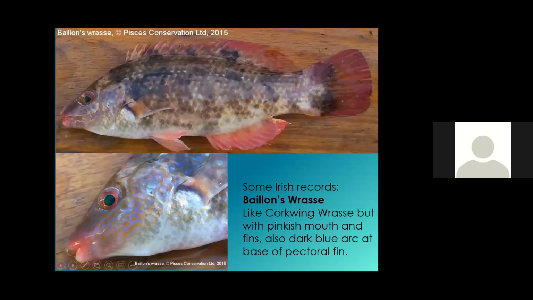And there's one other wrasse that we're supposed to be looking out for. I still haven't convinced myself that I've seen it, and I definitely don't have my own pictures. But it's pinkish with pinkish fins in the breeding season, and there's also this dark blue arc. So I think photographs would be quite necessary for that one to convince people that you've seen it.